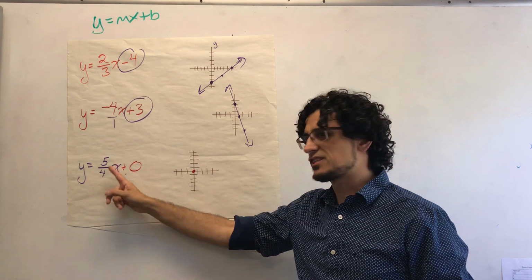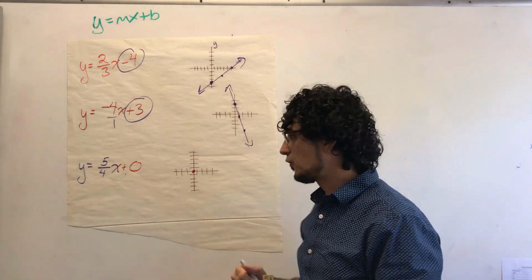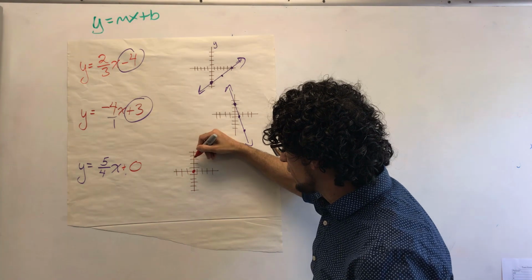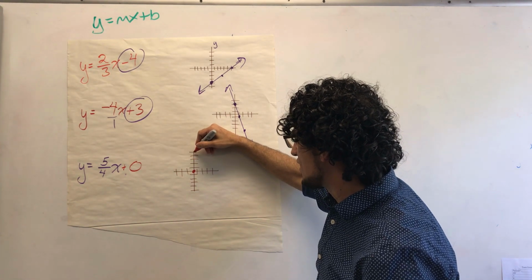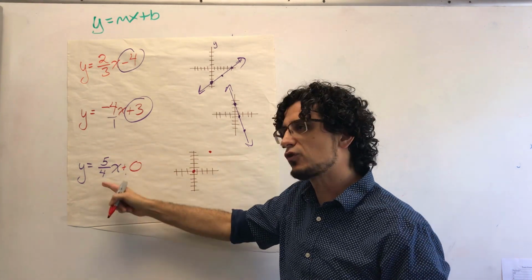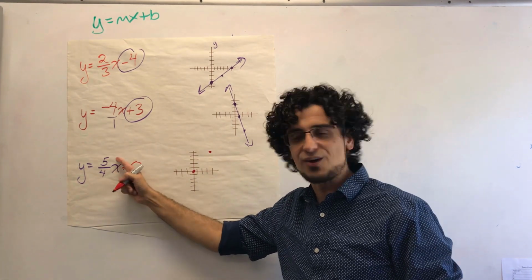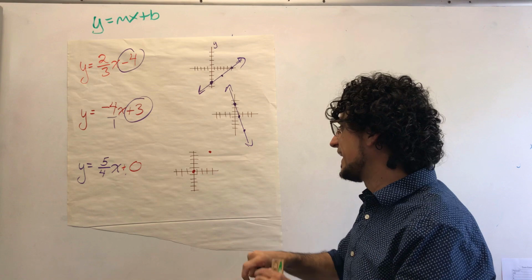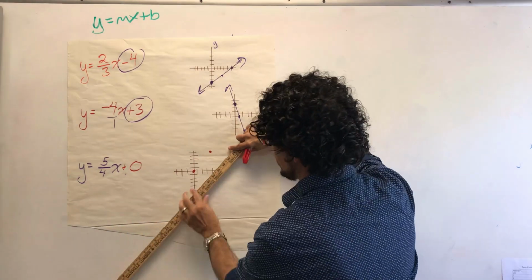And next, I'm going to apply the slope. Again, I'm going to go up 5 and over 4. So I'm going up 1, 2, 3, 4, 5, and then over 1, 2, 3, 4. Remember, it's always rise over run. Okay? And then I'm going to go ahead and connect these points.